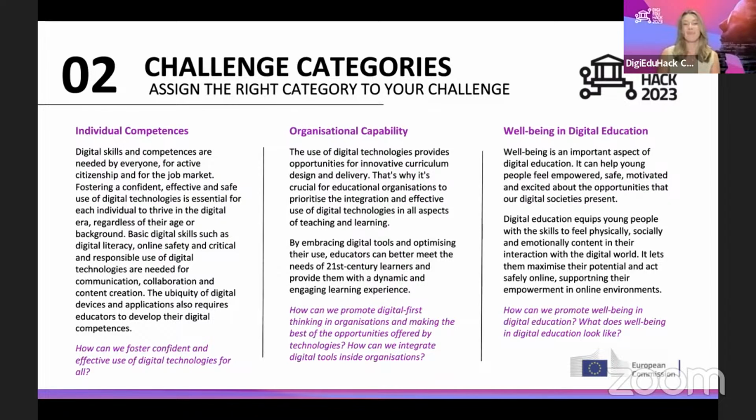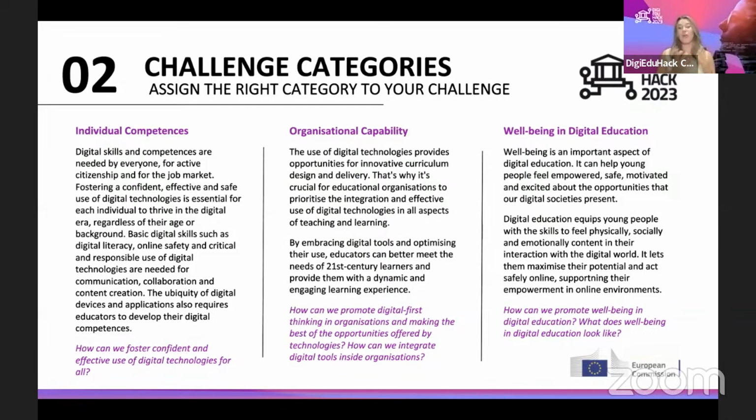Fourth challenge category, individual competences. Here you can focus on how we can foster confident and effective use of digital technologies for all, because obviously you need a confident, effective, and a safe use of digital technologies for every individual to be able to thrive in this era. And it doesn't matter their age, their background, their skills that they are starting with. You need basic digital skills in this time and environment. So you can also focus on that angle.